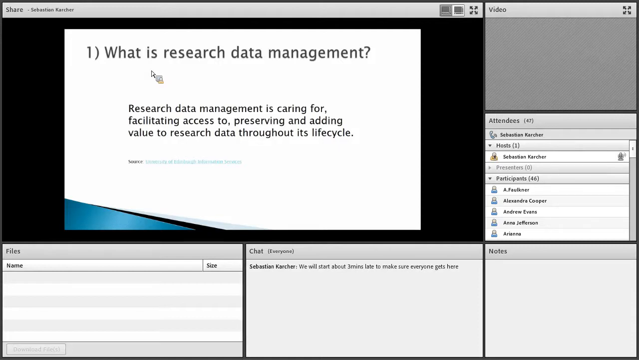There are some other things in there that I want to point to. The adding value part is something that we think is really important. By doing good data management, by having your data well organized, well documented, by having good metadata for your data, you make your data more valuable. You create something more valuable both for yourself and for science as a whole.